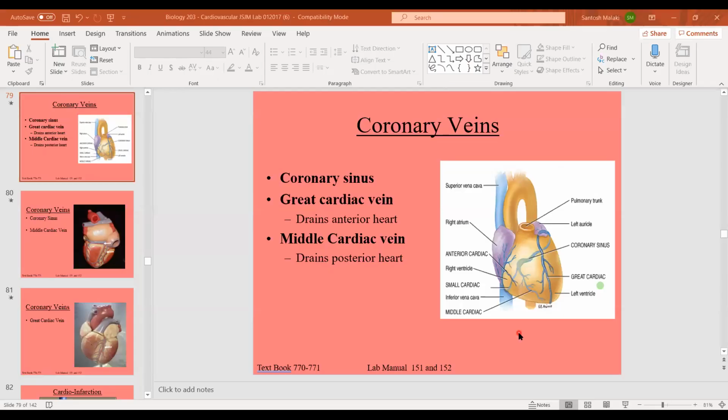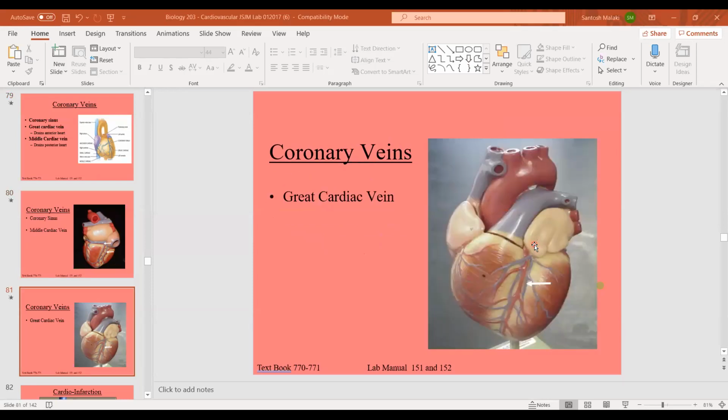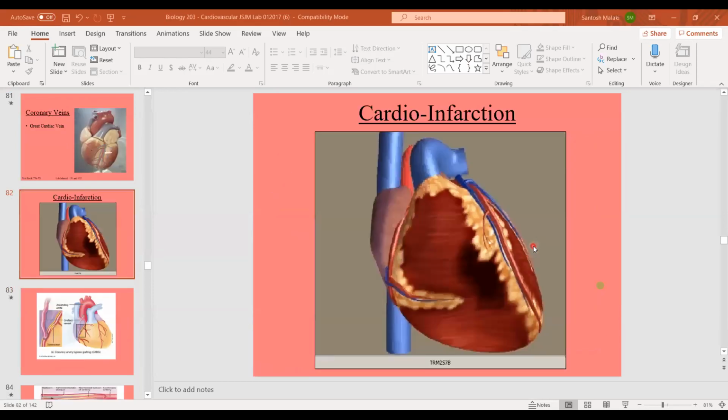So these two major veins are the drainage of the heart. So you have the anterior great cardiac vein, posterior middle cardiac vein flowing into the coronary sinus, which empties into the right atrium. So that's the coronary circulation.